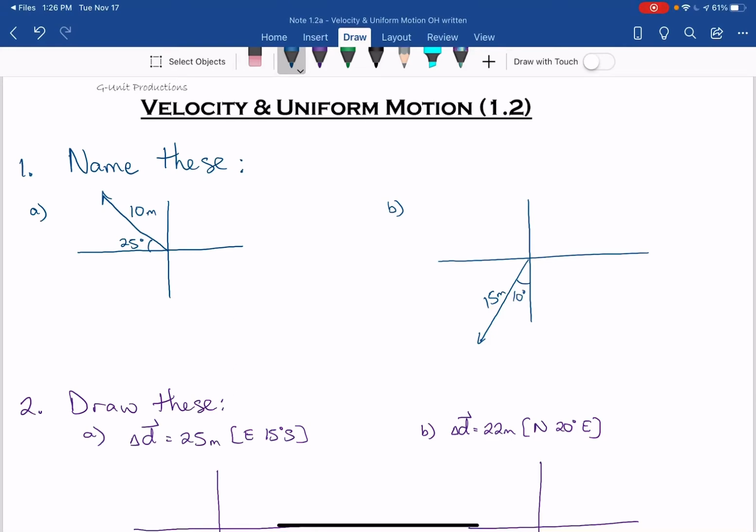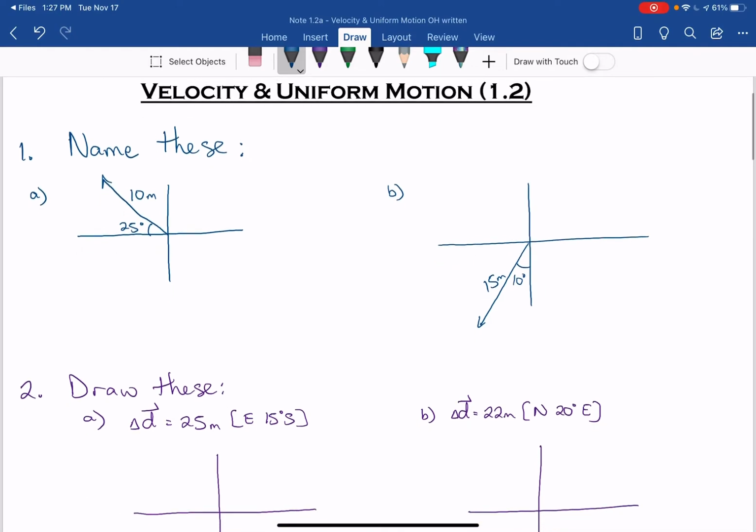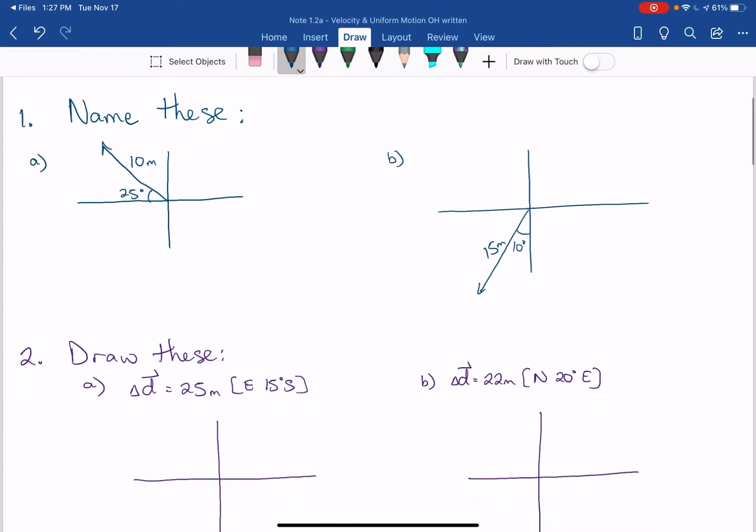Here we're going to just start off this lesson with a little review of our last lesson. What I want you to do is pause this video quickly and name the two blue vectors. So this one that's 10 meters with a 25-degree angle, I want you to name that. And by name, I mean you're going to write something like what we've got down here. You're going to say this displacement that's shown here is fill in the blank. And then same thing with B over here. This displacement is fill in the blank.